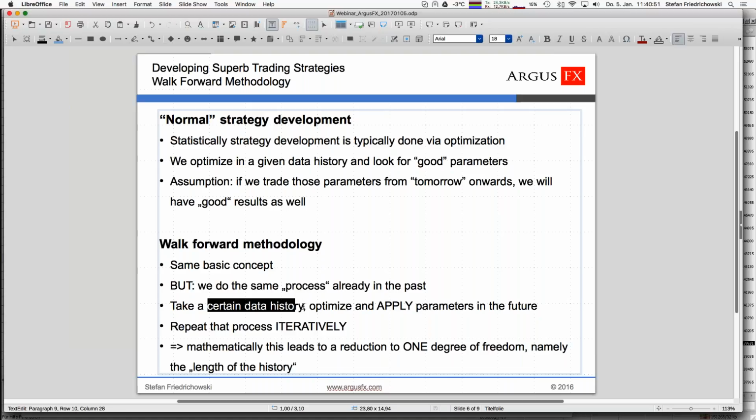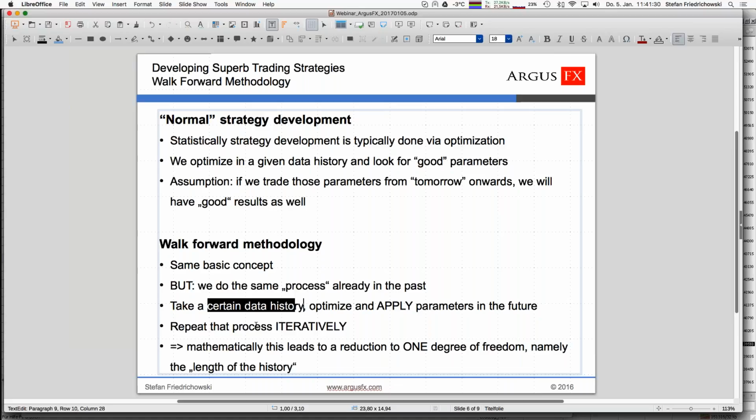And what you do now is you apply those parameters to the then upcoming future, which is the future with respect to the optimization, but still you have those data. But those data have not been part of the optimization process. And that's a good thing, that we apply our strategy with those parameters in the future, in the past. And then you repeat that process iteratively. So you move forward within the history.